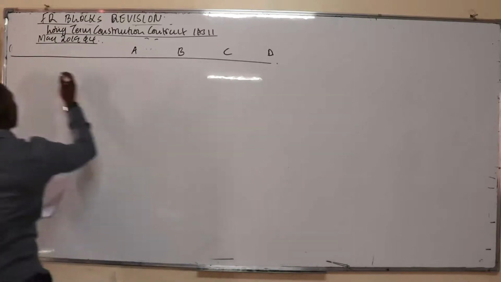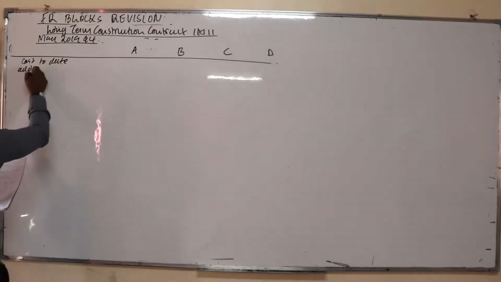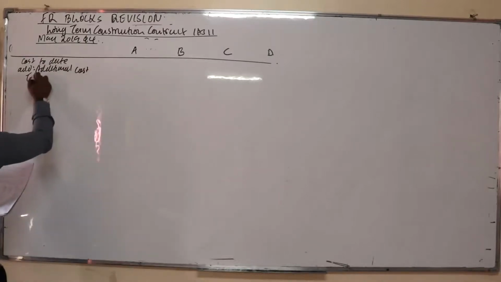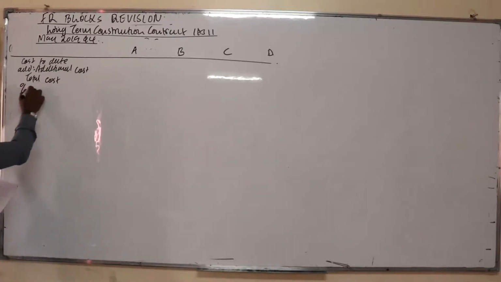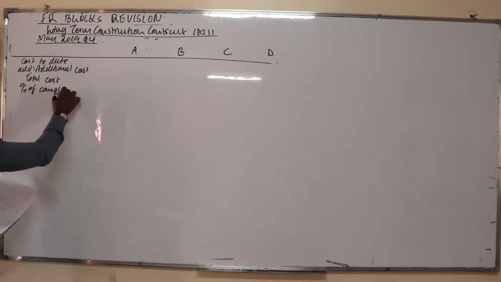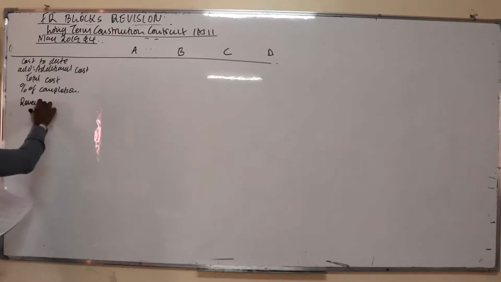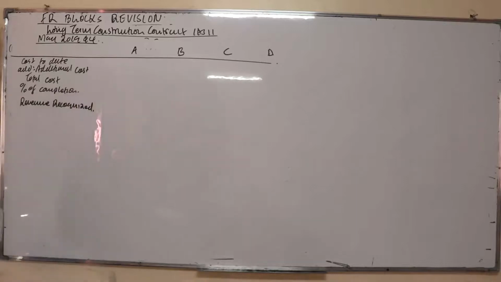And how do we get that? So you take cost to date, you add estimated additional cost so that you get your total cost. Once you get your total cost, now you can be able to compute percentage of completion. Once you get the percentage of completion, now you can determine the amount of revenue recognized. So let's do that. We are given the cost to date. How much is the cost to date?